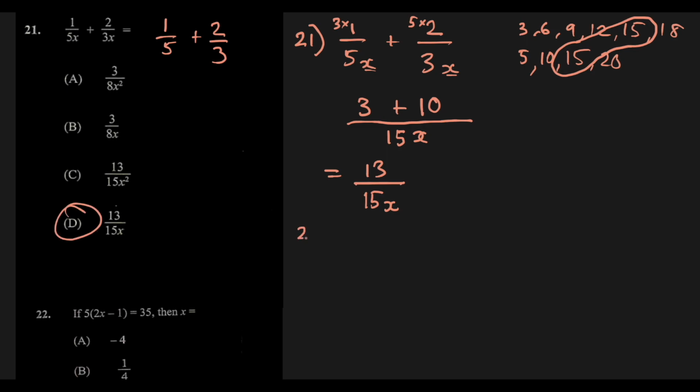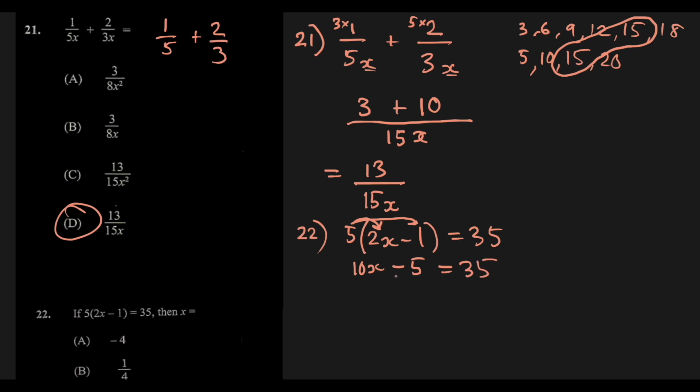Now for question 22, it says if 5 times 2x minus 1 is equal to 35, what is x? So what I'm going to do is multiply 5 to each of these. So 5 times 2x gives me 10x, and then 5 times minus 1 gives me minus 5. This here is the distributive law, when we multiply this and that. We did that in the third question, I believe. So this is equal to 35.